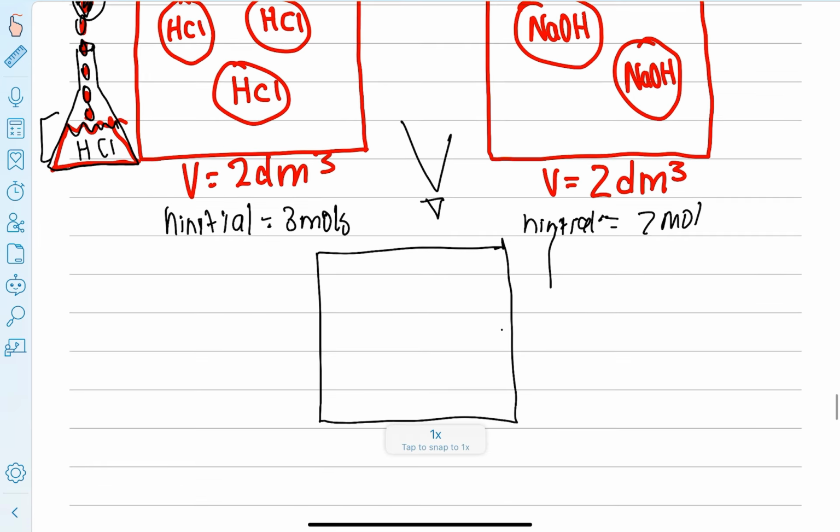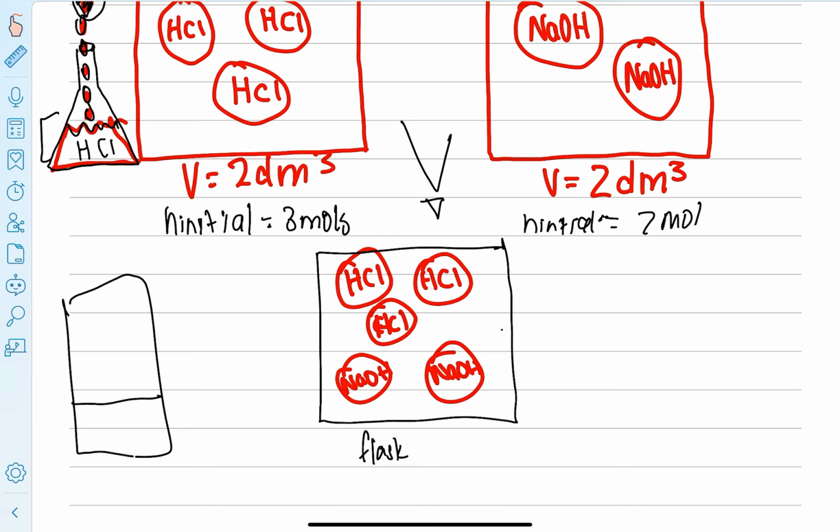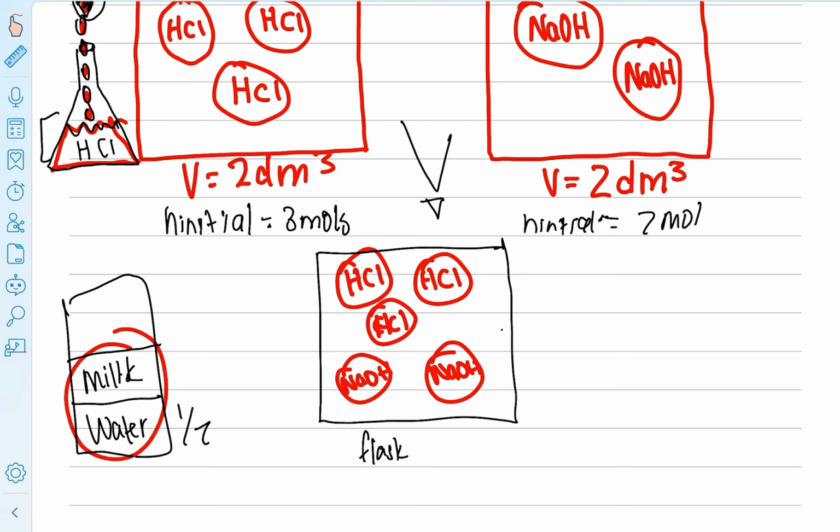What you now have inside of your flask is a mixture of your moles of hydrochloric acid as well as your moles of sodium hydroxide. You're going to have both of these things inside here. But now another thing I want you guys to look at. Imagine if you had, let's say, water in a glass. Let's say this is half of water in a glass. Then you add on the other half, let's say you add milk. What's happening here is that the volume of the milk and the water together is going to be greater than their volumes separately. That's what's going to happen here.